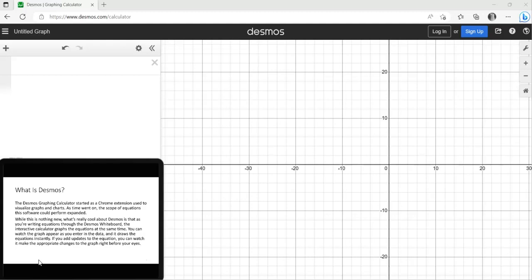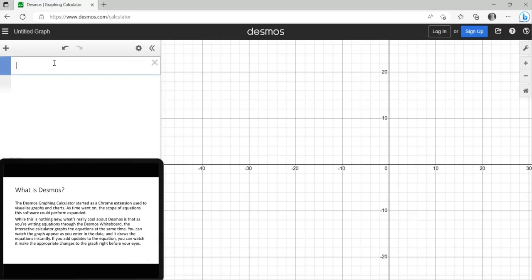So for this lesson, we're going to talk a little bit about Desmos, which you can see in the background there. The Desmos graphing calculator started as a Chrome extension used to visualize graphs and charts. And since then, the scope of equations the software could perform has been expanded. And it's actually kind of neat in a lot of ways.